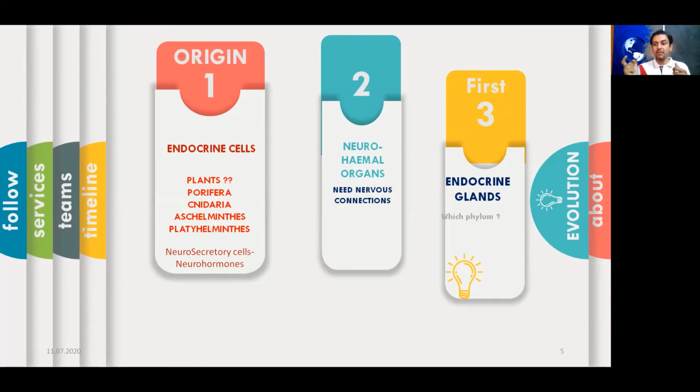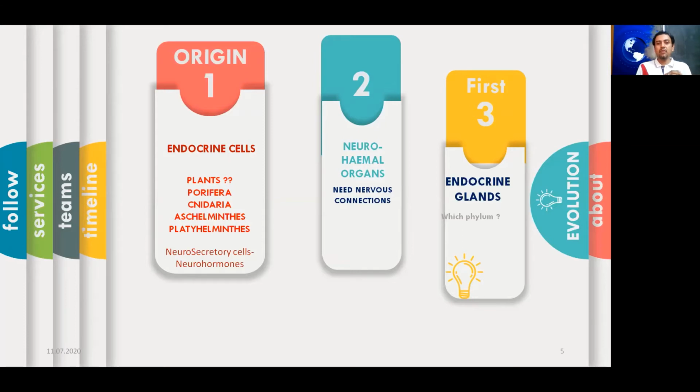Now, when we study endocrine glands, we say that they release hormones into the blood. Now, the blood is not present here. So when the blood is not present, can they have an endocrine gland system? Not possible, because the circulatory system is absent. Second thing, the glands are not formed.